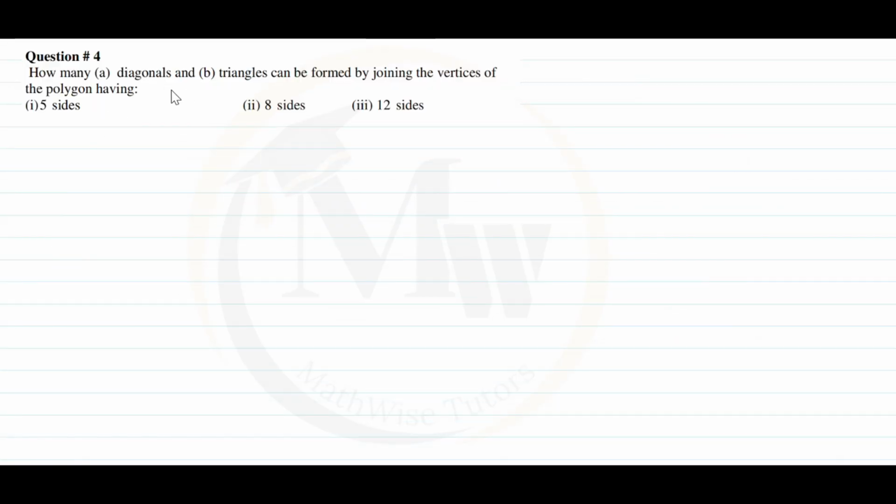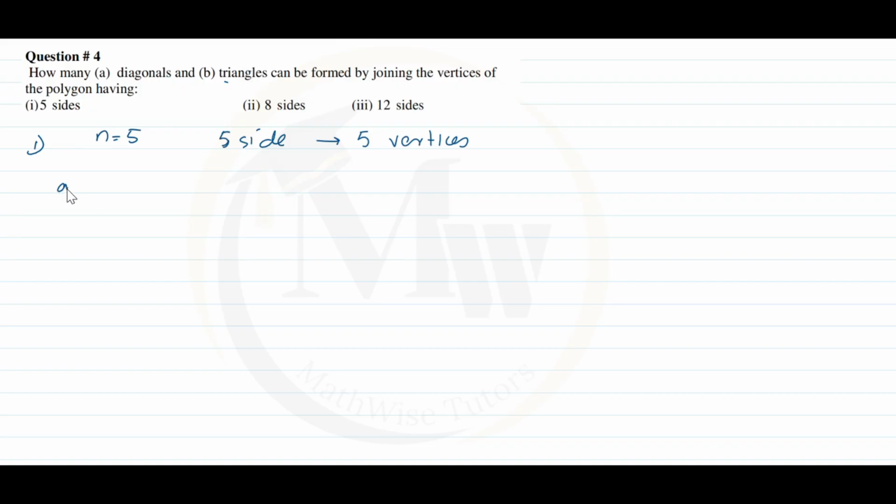In this question, they are asking how many diagonals and triangles can be found in a polygon of 5 sides, 8 sides, and 12 sides. As we know, a polygon with 5 sides must have 5 vertices.